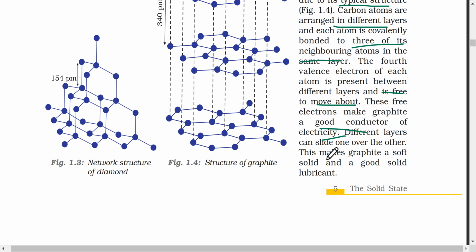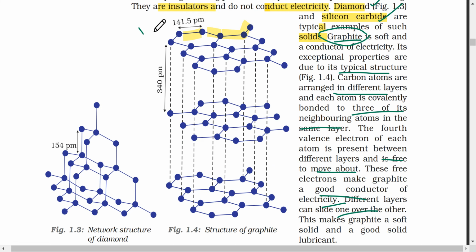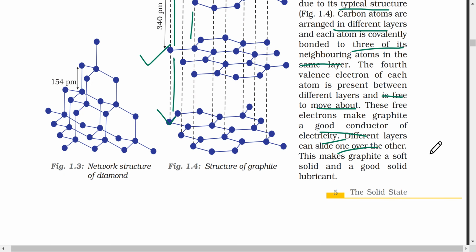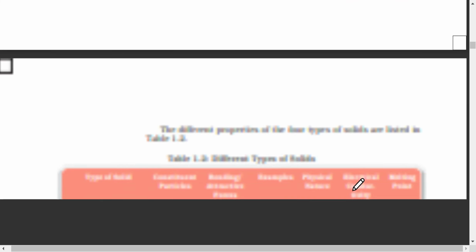Different layers can slide over the other because of the layered structure that you can see, it's beautifully depicted over here. These are the layers and you can see these bonds between the layers. This makes it soft and a good lubricant because the layers can slip over each other.